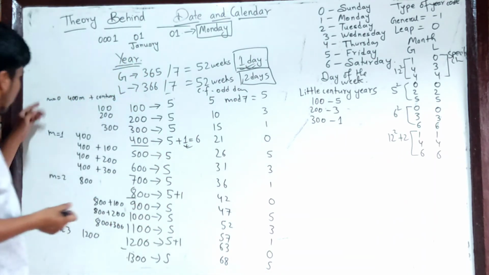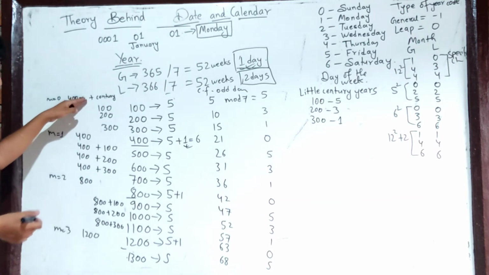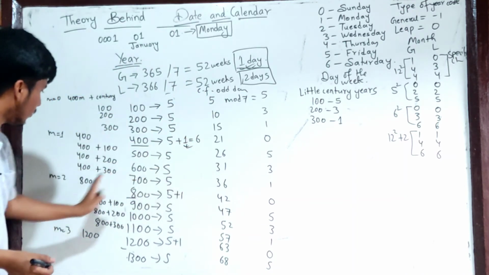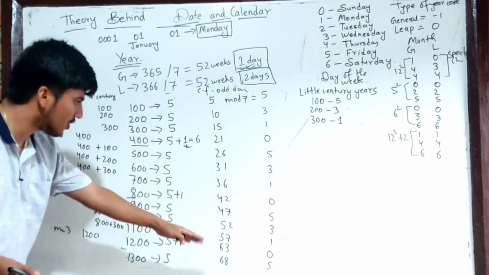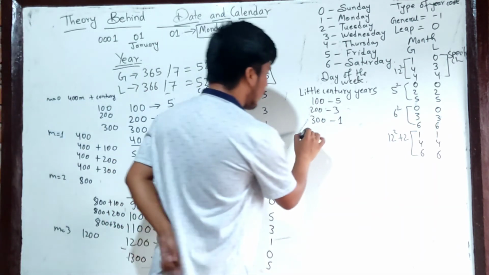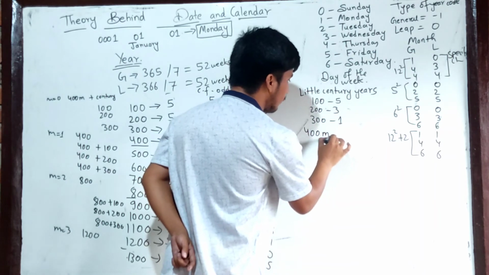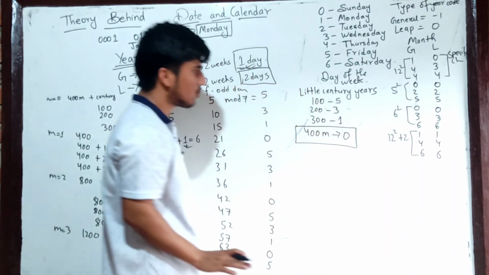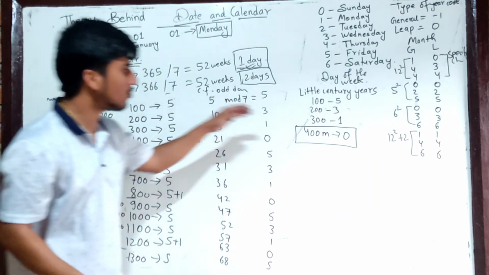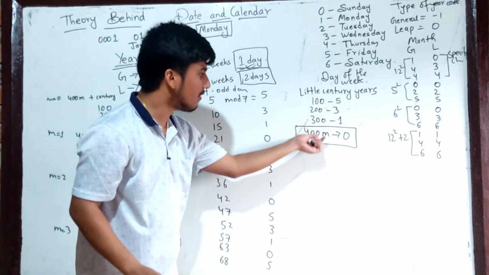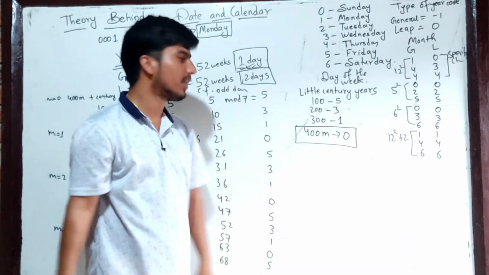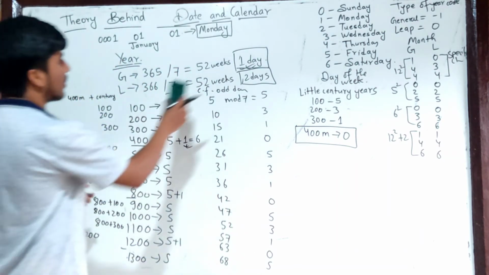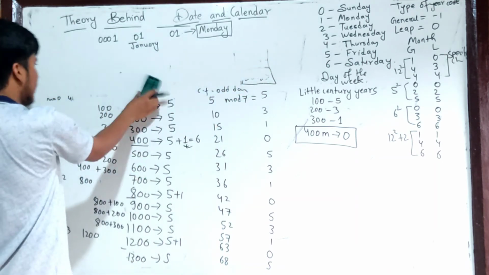And for 400 or any 400m, we can see here, for 400 it is 0, 800 is 0, 1200 is 0. So we can say that for any 400m the number of odd days is 0. So if we break the year apart into 400m plus something, then for 400m we can completely ignore that. Now this is for century years, and now let's go for the leap years, no, for the remaining years.